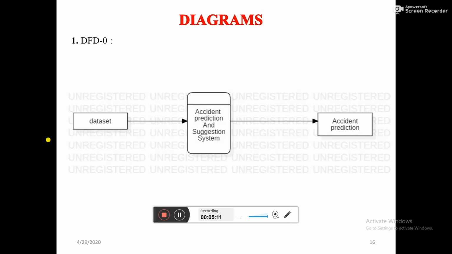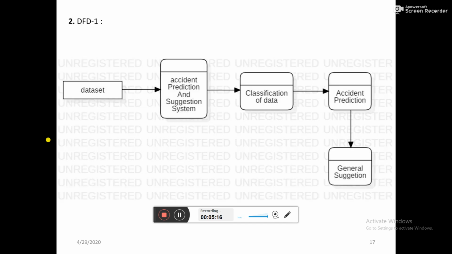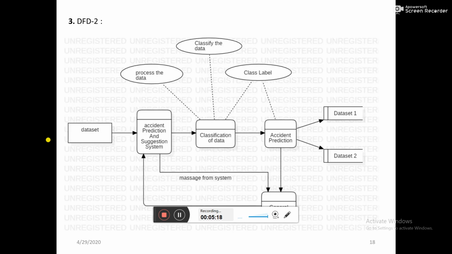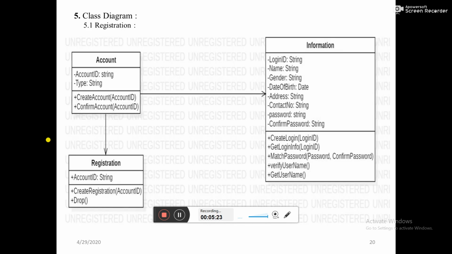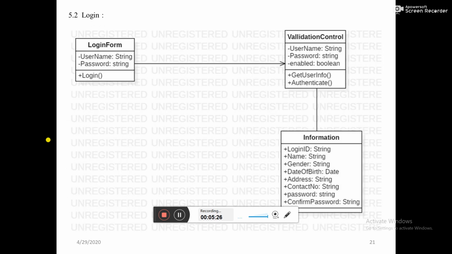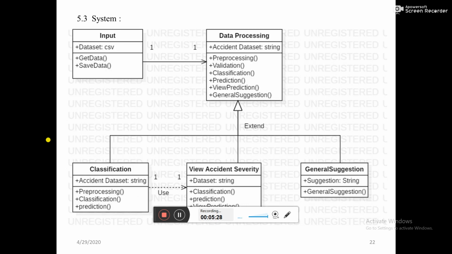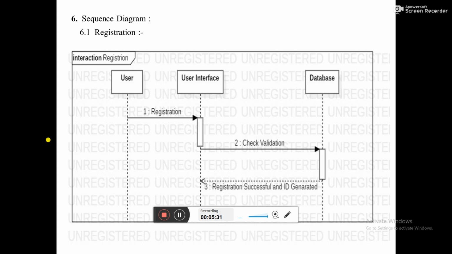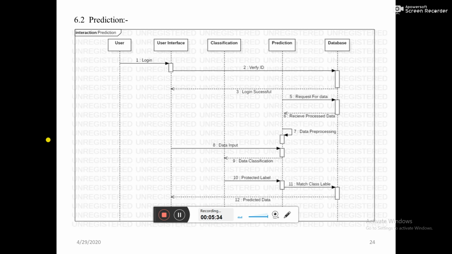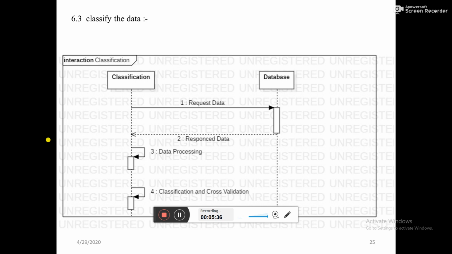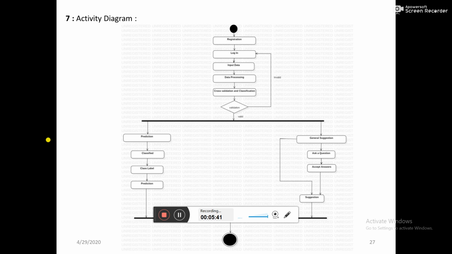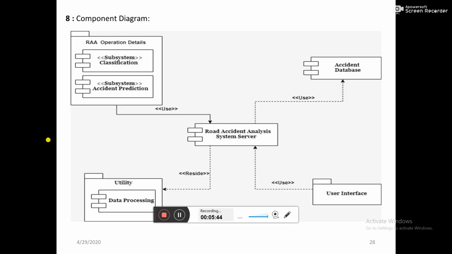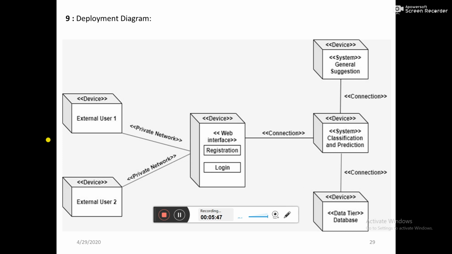The UML diagrams are basically the DFD, data flow diagram level 0, data flow diagram level 1, data flow diagram level 2, the use case diagram, the class diagram for registration, for login, for system, the sequence diagram for registration, prediction, for classifying the data, the general suggestion system, and the activity diagram, the component diagram, and the deployment diagram.